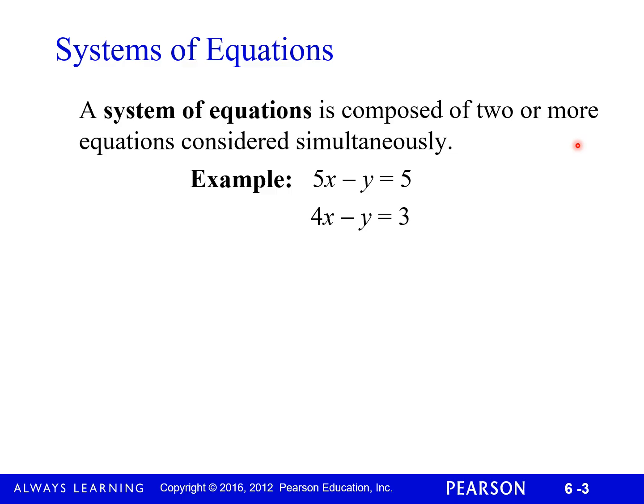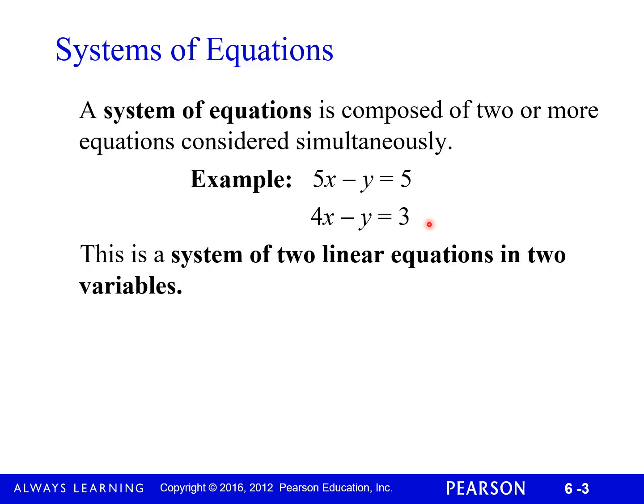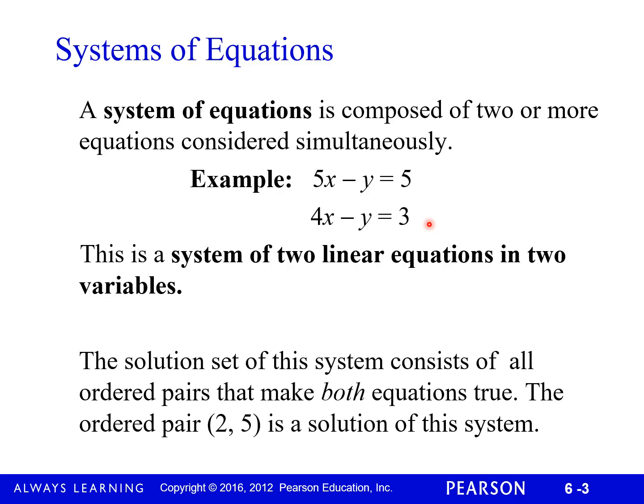Typically if we have one equation, then we can graph that by plugging in an x value and finding out the y value. That is one way to solve systems of equations: graphing them and then looking where they intersect. This is a system of two linear equations in two variables. The solution set of this system consists of all ordered pairs that make both equations true.